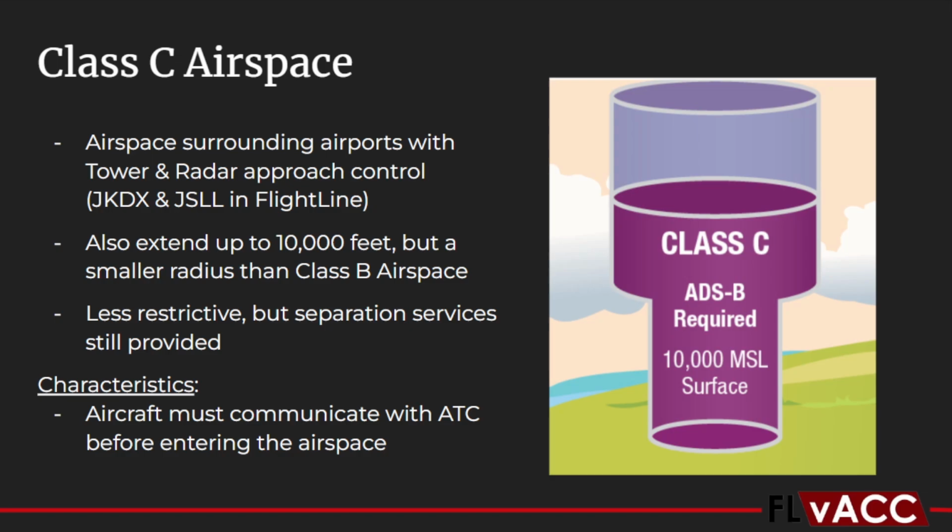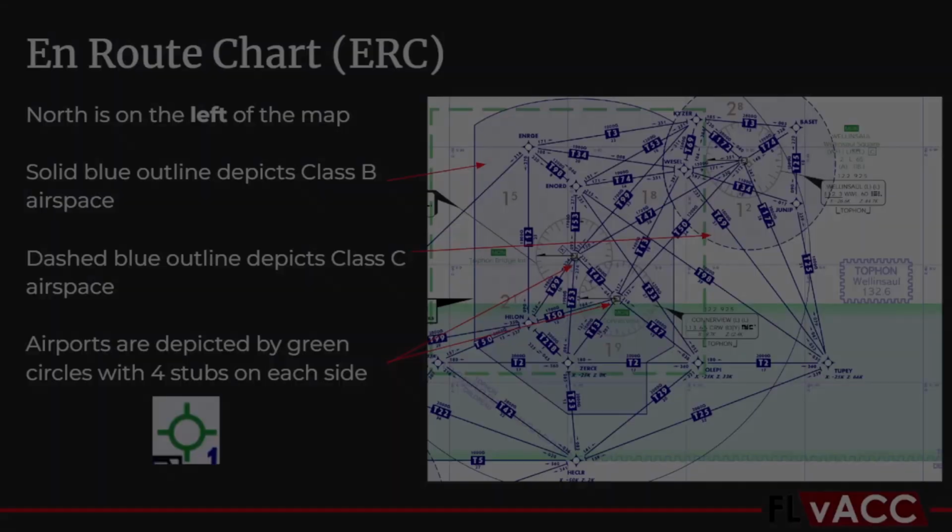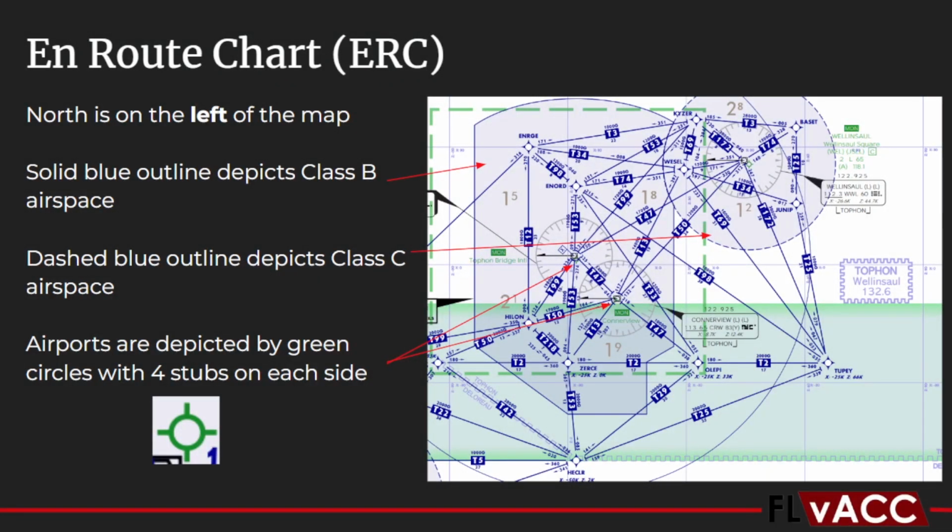With that out of the way, how can you tell where the airspaces actually are? That's one of the reasons we have the en route chart, or ERC. The most important thing to note on this chart is that north is on the left of the map, east is on the top, south is to the right, and west is on the bottom. Keep that in mind when comparing to the scope in-game or when using the map for navigational purposes.